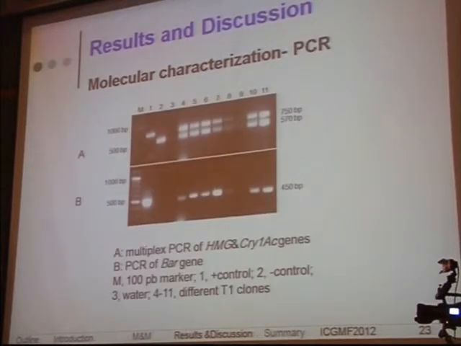At the PCR level, we are using multiplex PCR using two sets of primers, HMG for the control gene and Cry1Ac primers, and all these T0 clones show integration and the presence of the genes of interest. In the lower figure, we use the BAR gene to confirm that the BAR gene is also integrated in the genome of the plant.